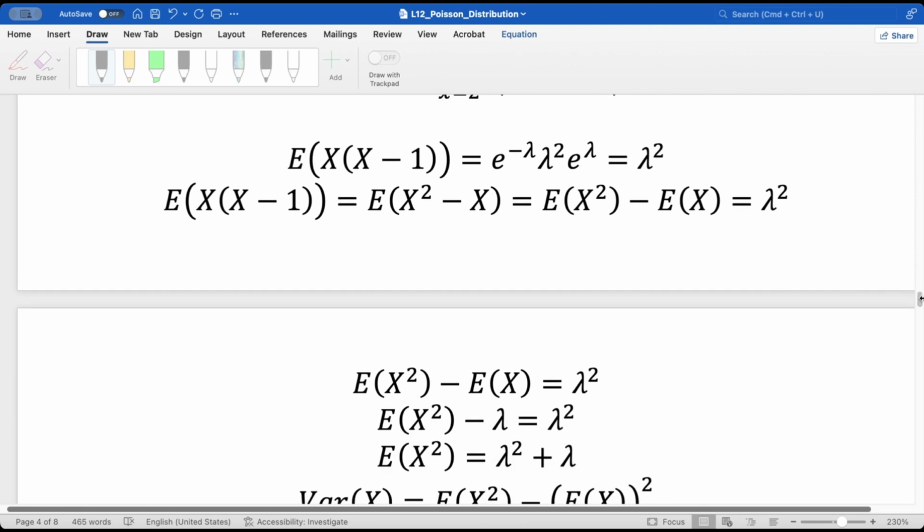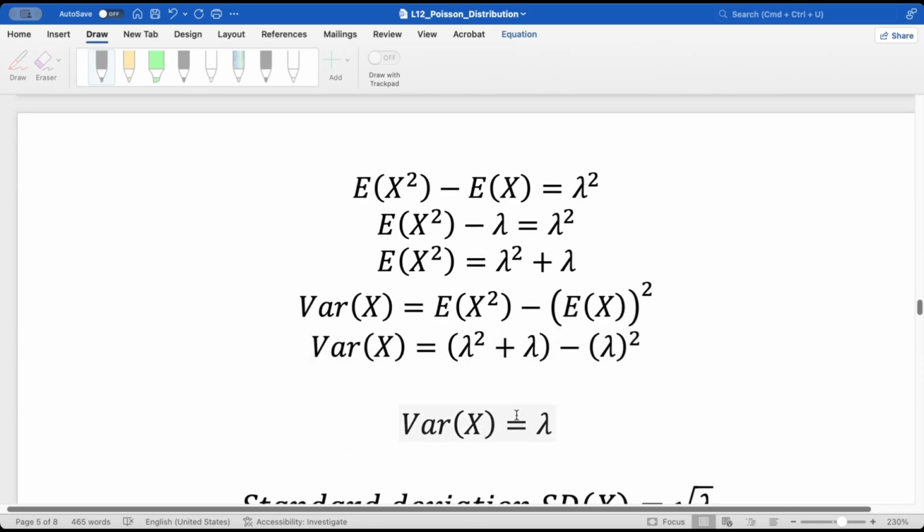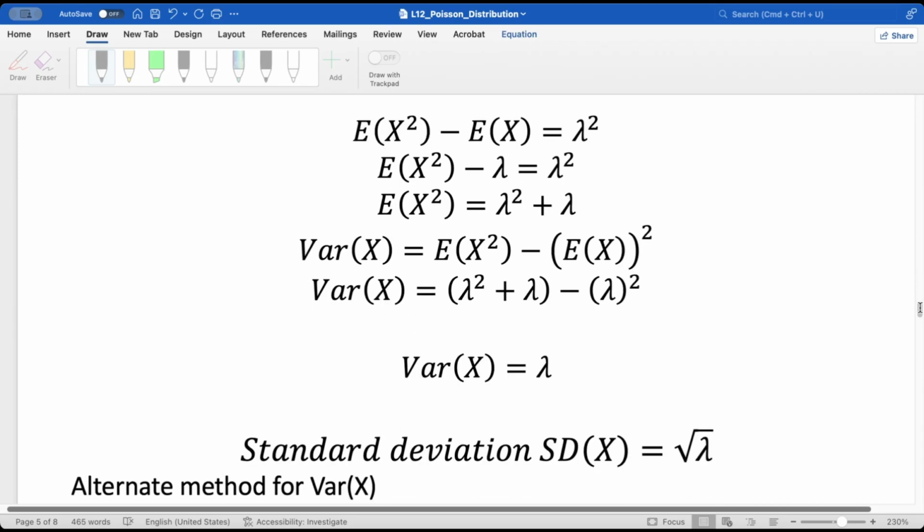So plugging into the formula for variance, we get lambda squared plus lambda minus E of x squared minus lambda squared. That cancels out, and we finally get the variance is lambda, and the standard deviation is root lambda. So again, this is a lot of technical detail. The vast majority of the questions we have will be on using these things and not the proofs. The standard deviation is root lambda.